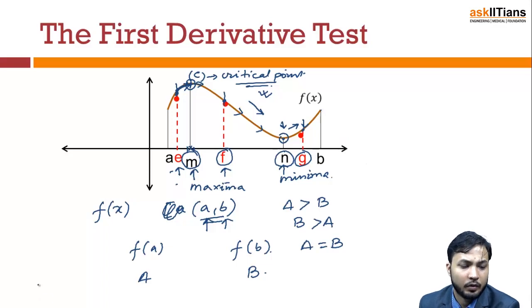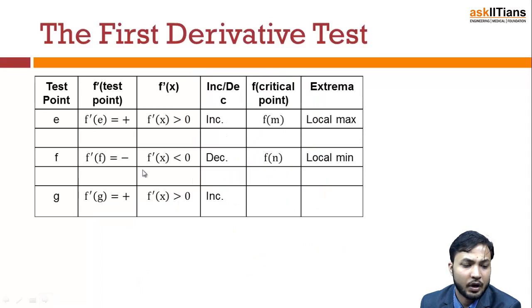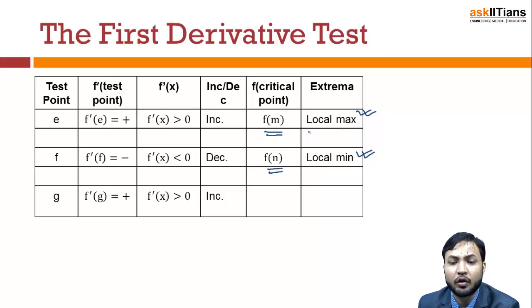Now, moving on to the next part. This is how we have defined all that we have studied. To that point, f(n) and f(m) are what are said to be our local minimum points and local maximum points.